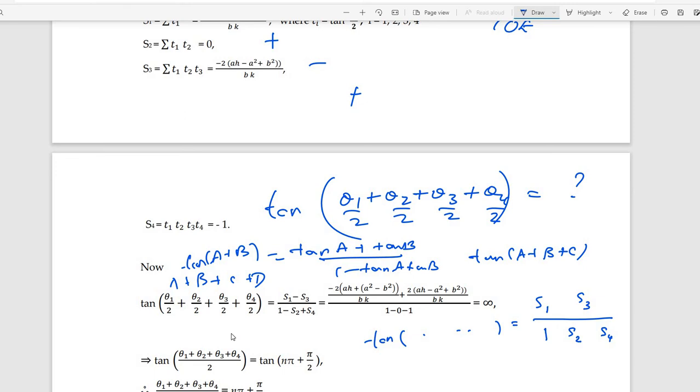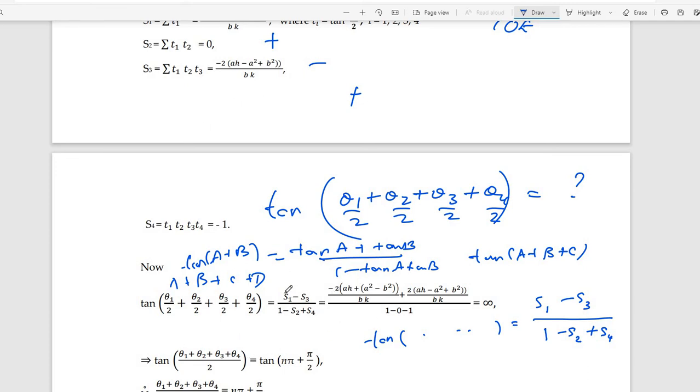When you have 4 terms within the bracket, you have to stop with s4. If you have 5 terms, again you have to go up to s5, like that. So first with a plus sign, then with a minus, first with plus, then with minus, then with plus alternately. In that way this can be easily remembered: s1 minus s3 by 1 minus s2 plus s4.